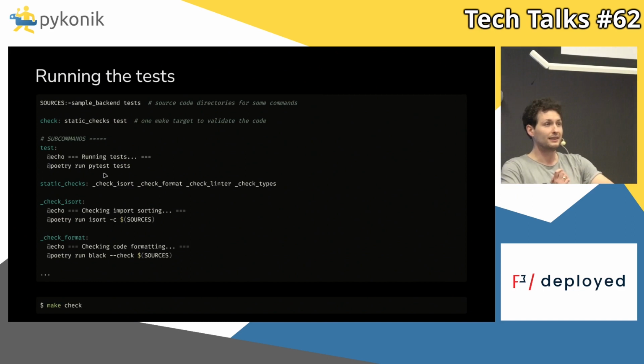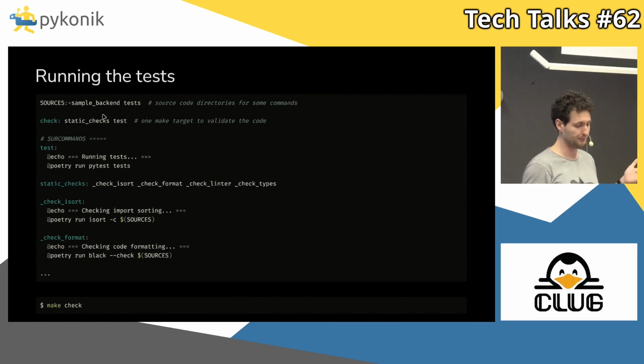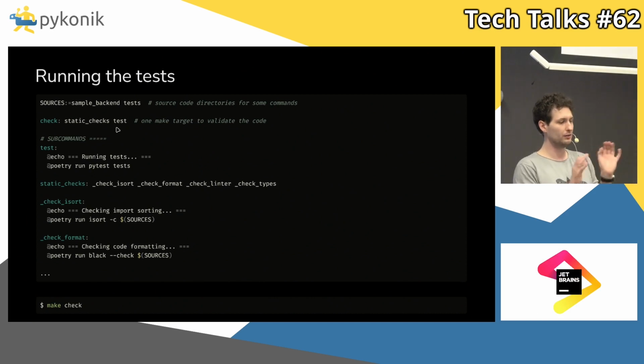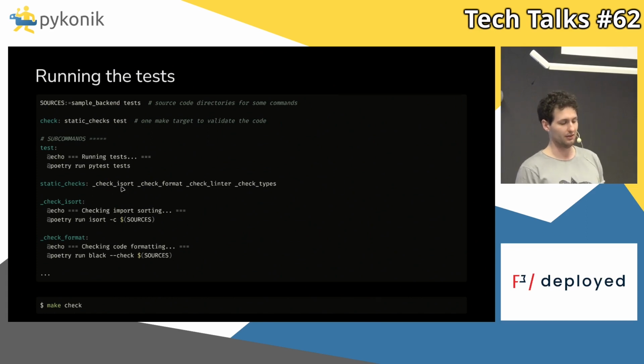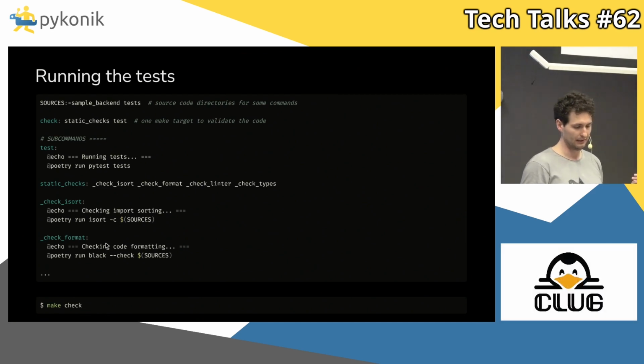Right, running the test requires, well, it doesn't really require, but we might add some more stuff to the Makefile for it. I recommend having a single command that does all of your validation. So all of the static checks, running the tests, it's all just one command. You do make check and you know that the thing should be working. Of course, you can compose those commands. So we have static checks that does a couple of different things. Each of that is a separate command.